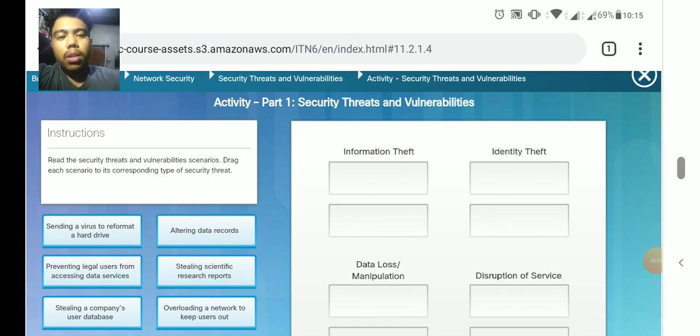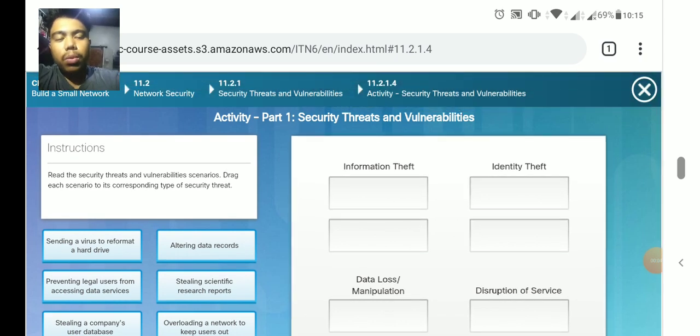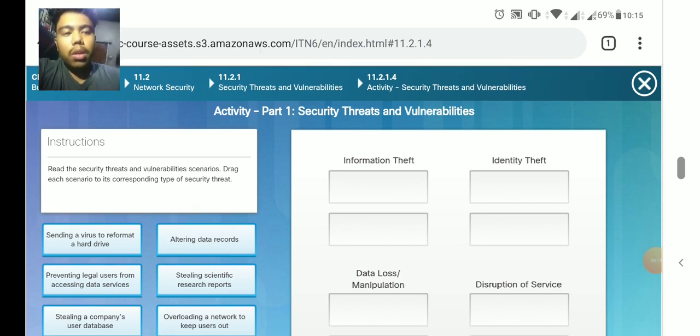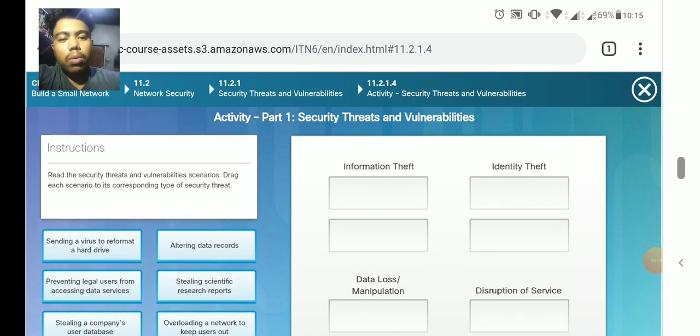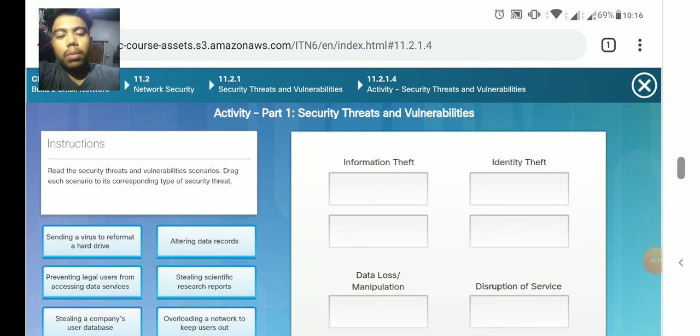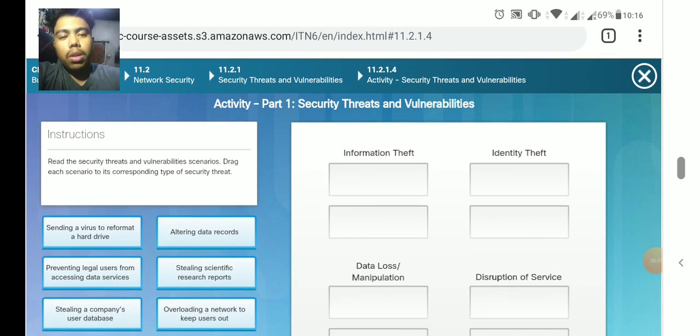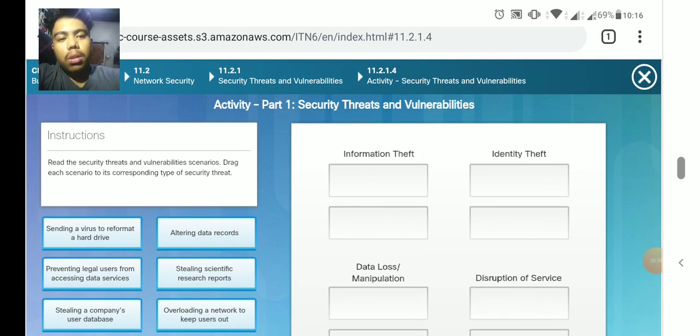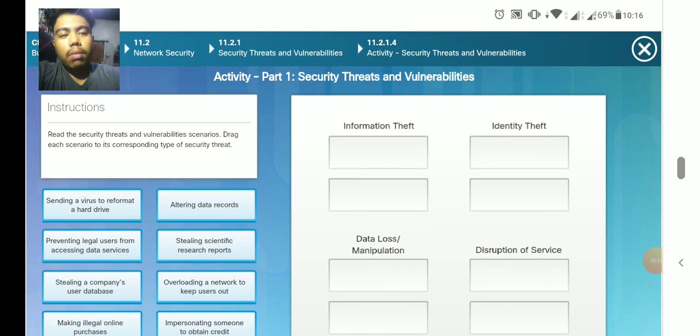Welcome, and I'm here in front of you to answer the activities regarding chapter 11. Chapter 11 is a continuation about the configuration and adding other security systems for secure and more efficient delivery of data. So, we have the first activity here, the security threats and the vulnerabilities.